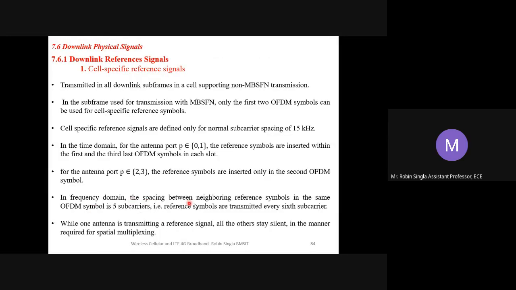In the frequency domain, the spacing between neighboring reference symbols in the same OFDM symbol is 5 subcarriers. That is, reference symbols are transmitted every 6th subcarrier. While one antenna is transmitting a reference signal, all others stay silent, in the manner required for spatial multiplexing. So while one antenna is transmitting a cell-specific reference signal, at that time all other antennas will stay silent.